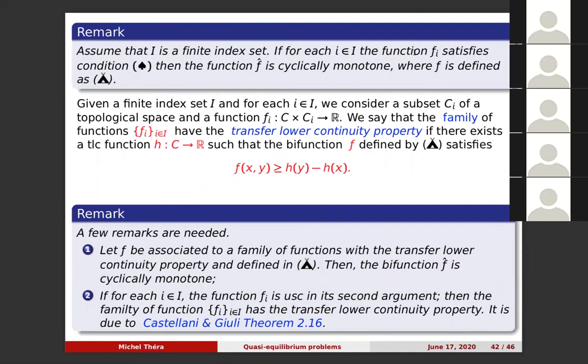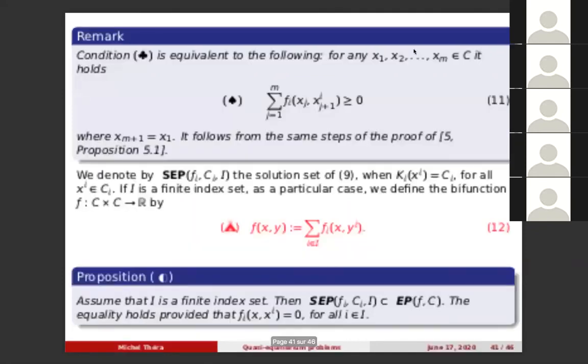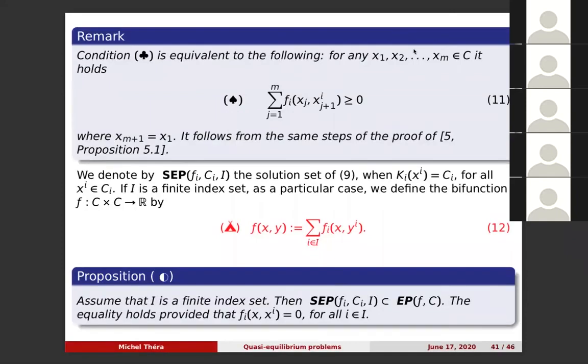And also we can define the concept of transfer lower continuity property for a family of fi in the following sense. This family is transfer lower continuous if there is a transfer lower continuous function h which satisfies this condition in red, where f is the function defined by the equality, the sum of the fi of x and yi.